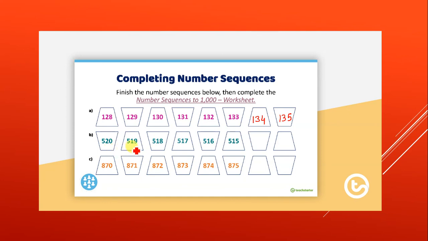Same, 520, 519, 518. If you observe this, the relation goes decreasing. So 520 minus 1 is 519, then minus 1, then minus 1, and so on. If I continue the same, I'll have 514 and the next will be 513. 870 plus 1, 71, 72, 73, 74, 75. Next will come 876 and next will come 877. So you have to find the pattern or number in such a way that we can fill the blank.